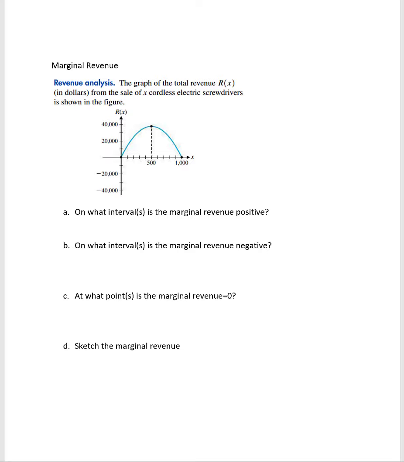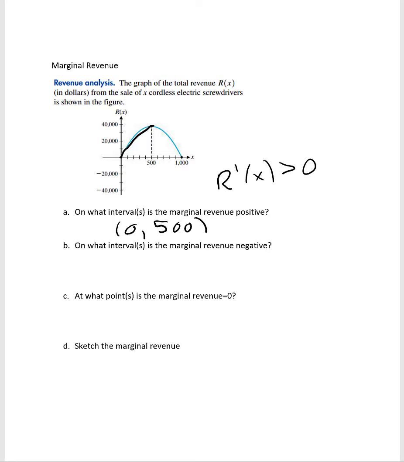So this first one says the graph of the total revenue function, R of x in dollars, from the sale of x cordless electric screwdrivers is shown in the figure. On what interval is the marginal revenue positive? Okay. So this is the R of x. We don't have the derivative this time, but we're asking questions about the derivative. So marginal revenue, R prime of x, we want to know when would it be positive? Well, it's wherever the function is increasing. So our marginal revenue will be positive on 0 to 500.